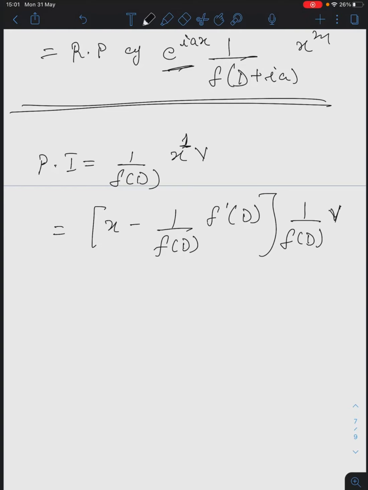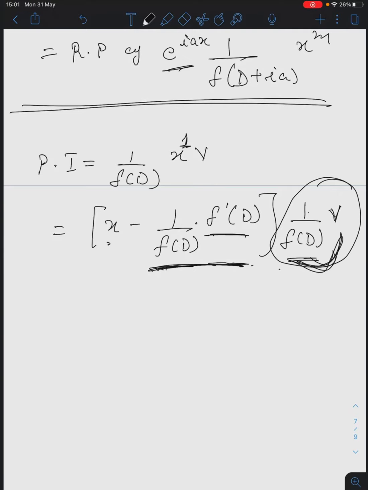So it's your wish whether you want to apply this formula or not. It's a direct formula: x minus 1 by f of d you will write. So this is nothing but an operator multiplied with an operator f dash of d, and with this bracket again, what you are doing, first you are applying 1 by f of d on v. This result you will multiply with x, as well as apply this resultant operator on this one, which I am circling.